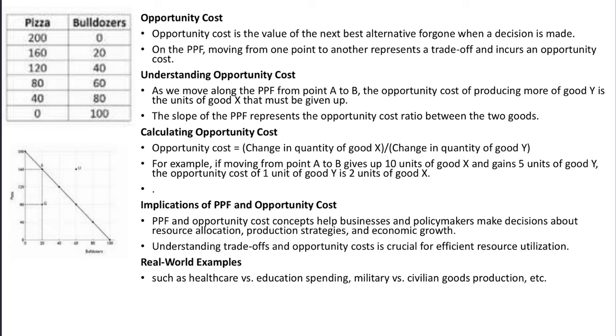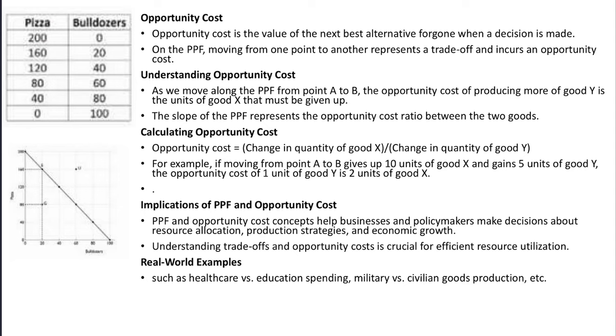Suppose all of the resources in the economy are invested in producing bulldozers. Now you can produce 100 bulldozers. Now suppose you want to invest all your resources in production of pizza, you can produce a maximum of 200 pizzas, right? These are the two extremes.